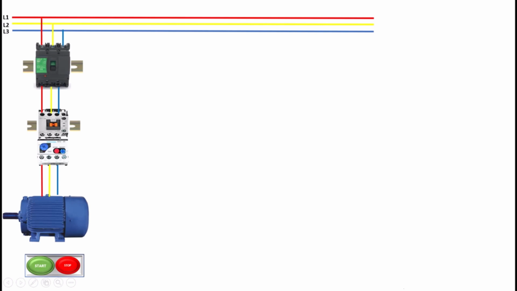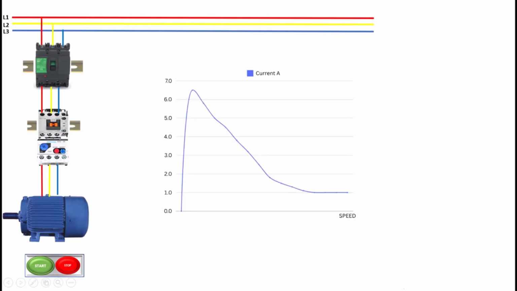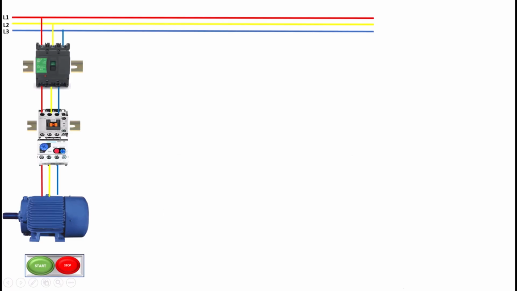However, there are some important things to consider. The DOL method leads to a high inrush current, which can be several times the motor's rated current. This sudden surge of current can create voltage dips in the electrical system, potentially affecting other equipment connected to the same supply. This is especially critical in facilities with multiple motors starting at the same time, as it can cause circuit breakers to trip or lights to flicker.